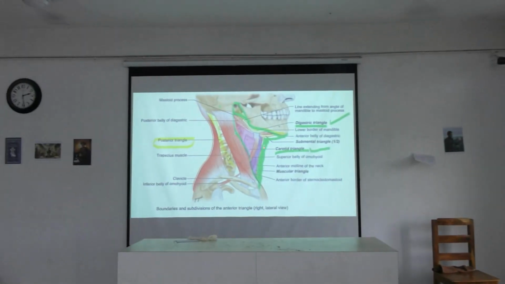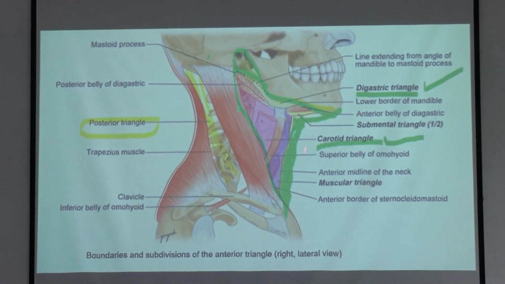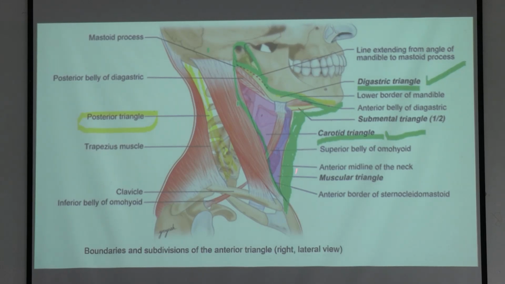So that is important one. And another triangle we can get in the middle of the neck, which is formed posteriorly by the superior belly of the omohyoid and the anterior border of the sternocleidomastoid, and in the midline, that is nothing but the midline of the neck.